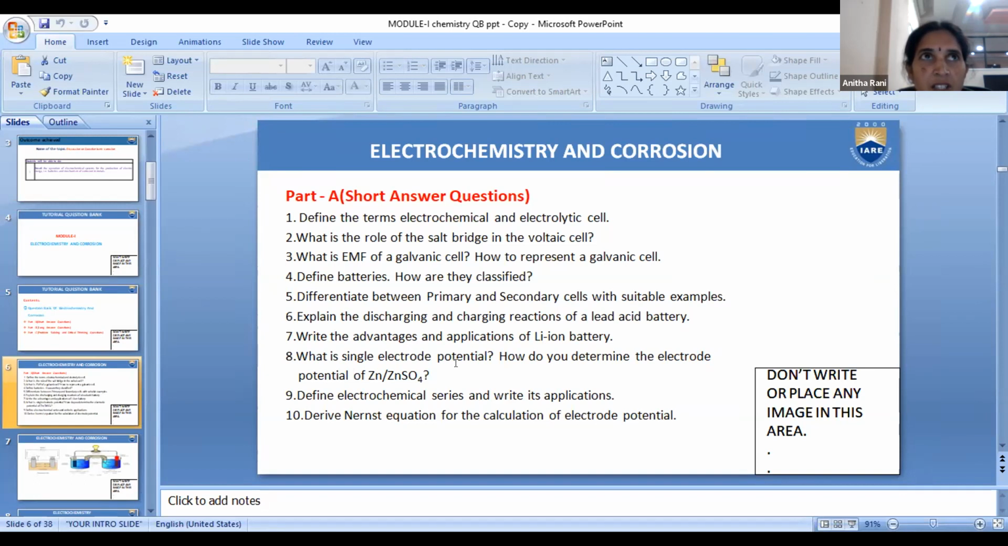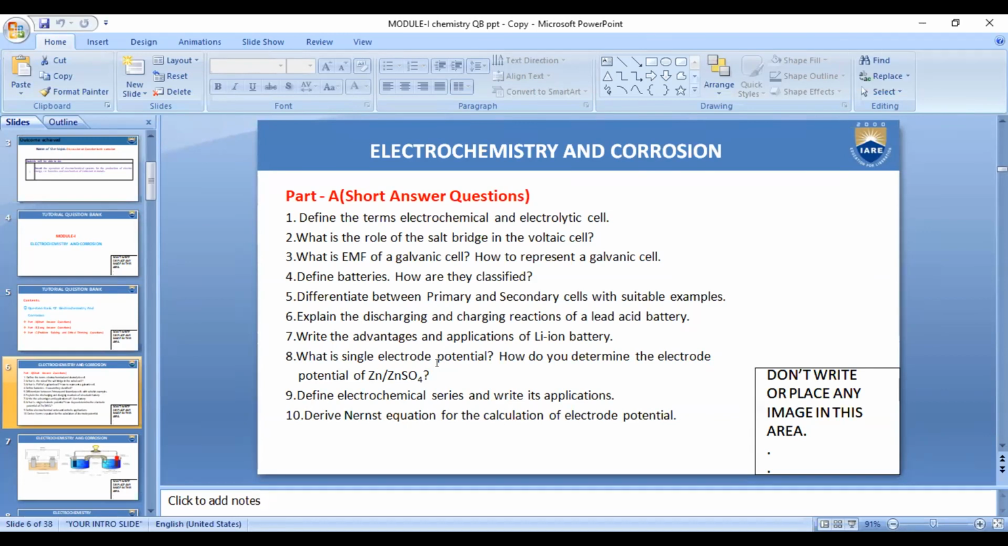What reaction takes place? Oxidation or reduction? Very good, ma'am. Oxidation or reduction reaction takes place, depending on the nature of the electrode. Now tell me the definition of electrode potential.